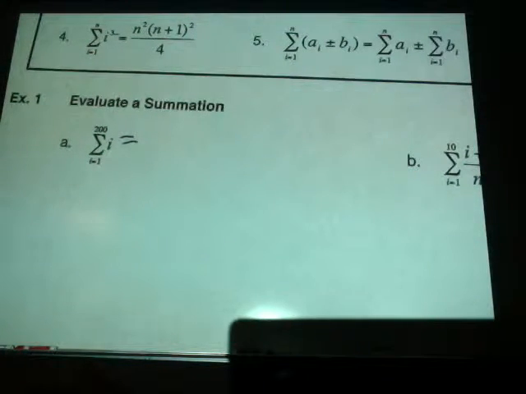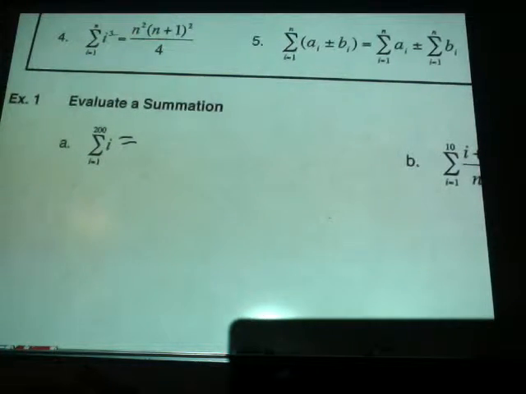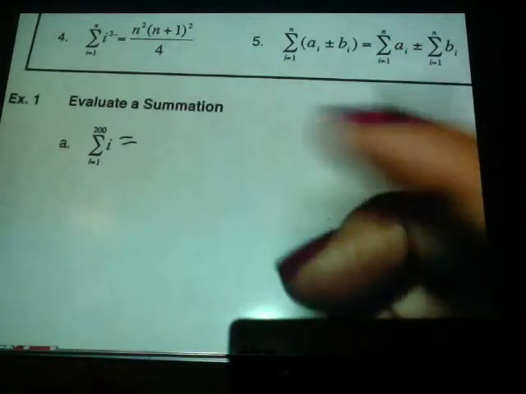So i is not an imaginary number. So the question is, why do they use i? I don't know. But they did.